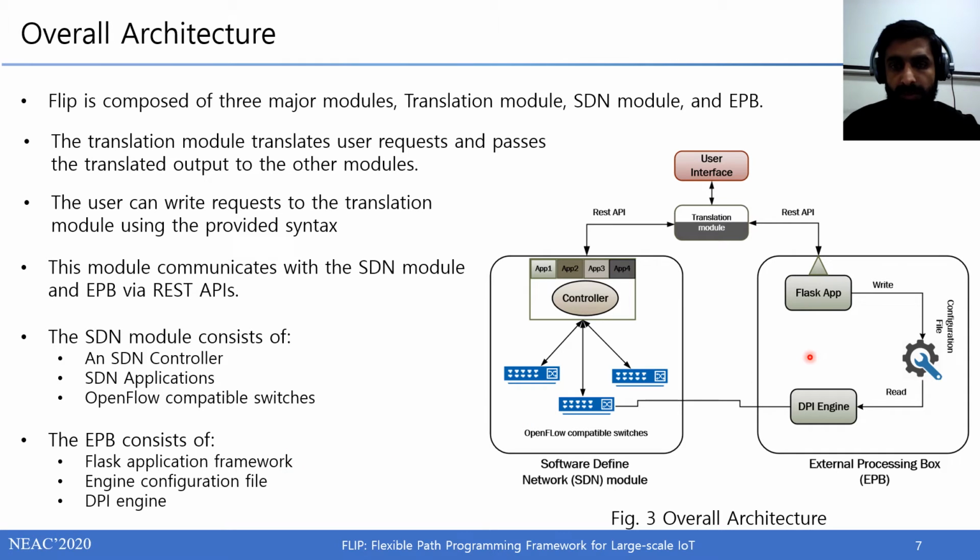The EPB module consists of a Flask application framework that allows us to have RESTful communication with the translation module and write that data to a configuration file for later use by the DPI engine. So the DPI engine gets the instructions from the configuration file, and each DPI engine is connected to one of the L3 switches, and it starts processing the packets, inspecting the packets according to the given instructions.